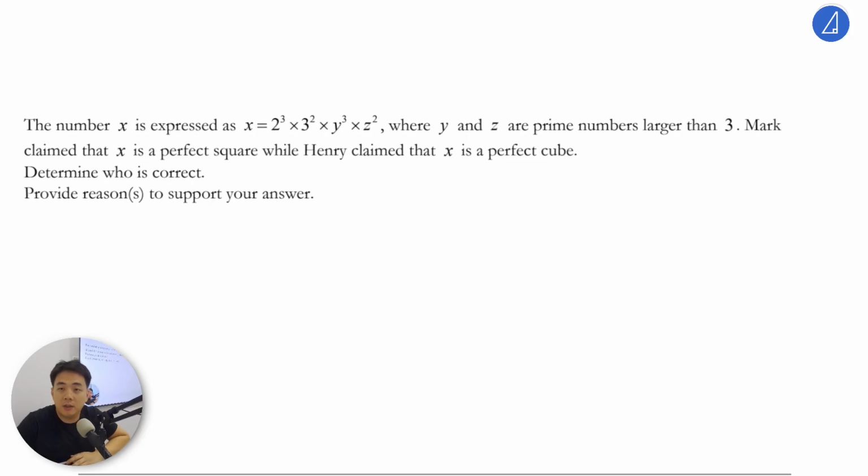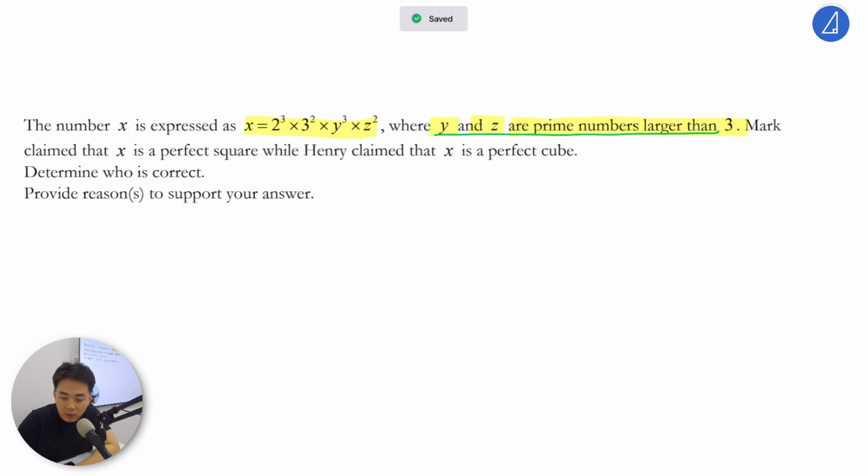Okay, let's look at this question here. The number x is expressed as this form here, where y and z are prime numbers larger than 3. So essentially, this is a key piece here, because what we need to know is whether this is already the prime factorized form. Basically, just understand that prime numbers are like atoms, right? They're the building blocks of the composite number x.